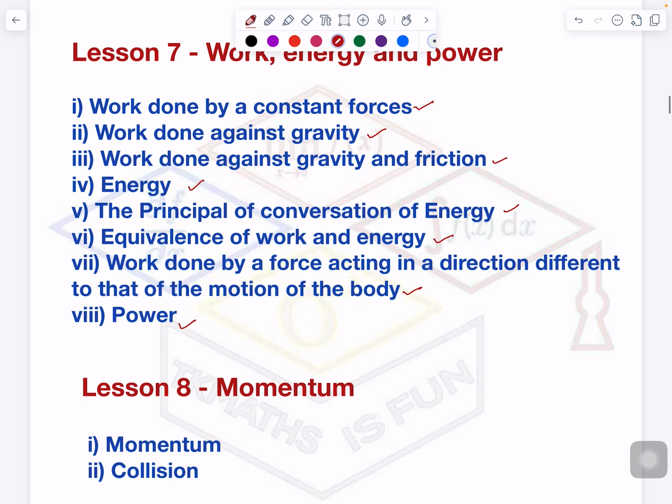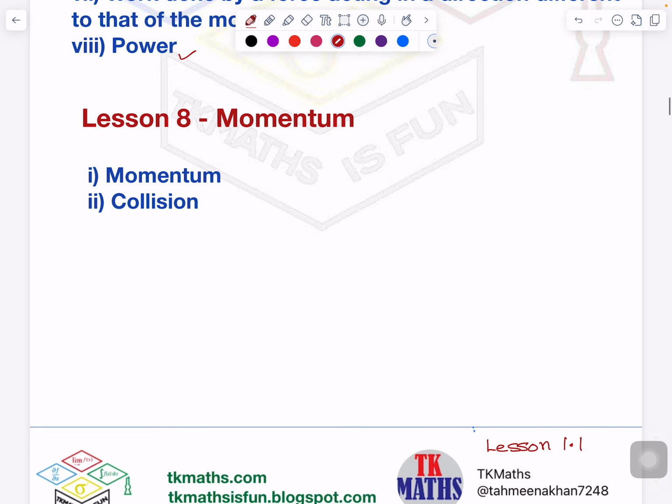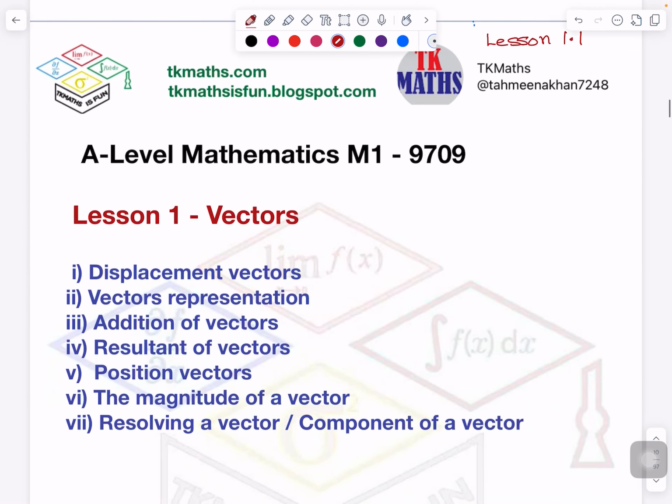So in this order, you will see the lessons, and in between, I will keep incorporating the past paper questions where it is possible to completely solve it with the help of the concept we have learned. So let's start in the next video, lesson number 1, which is on vectors.